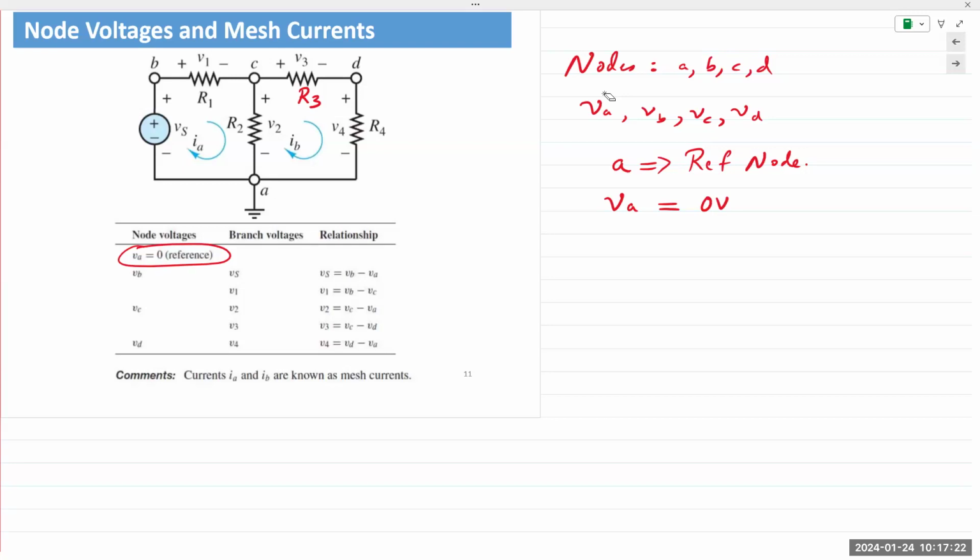Now, once you have your reference node, you can express all other node voltages as measured with regards to that reference node. So VB is actually VBA. The A is implied.